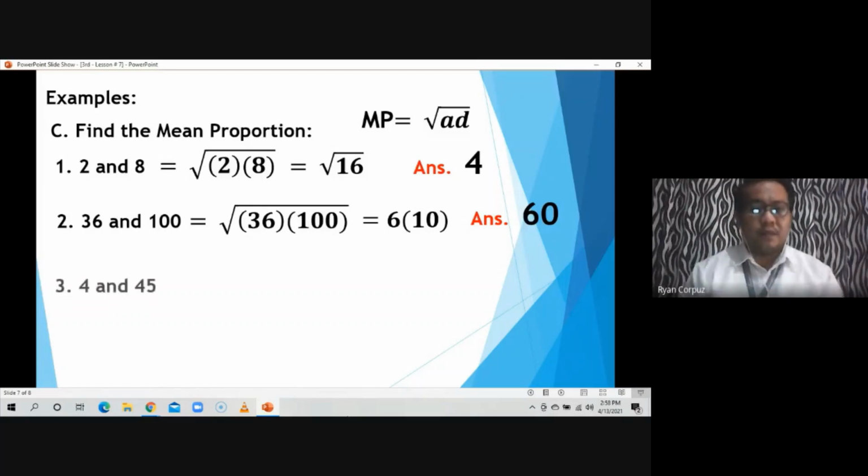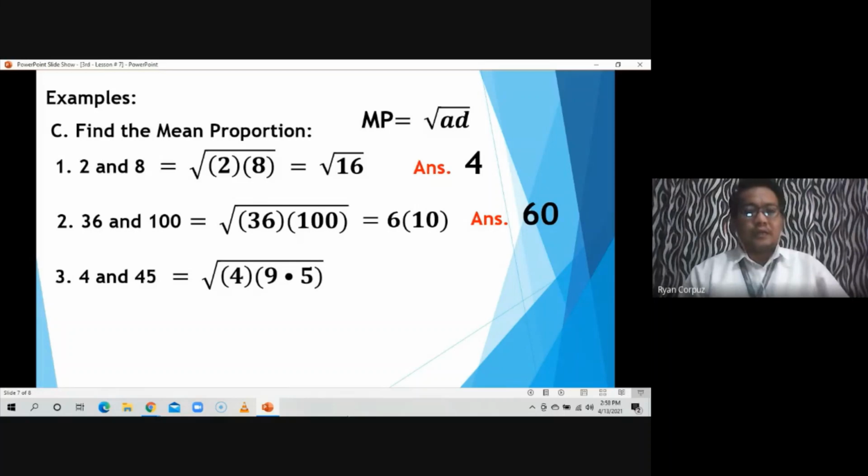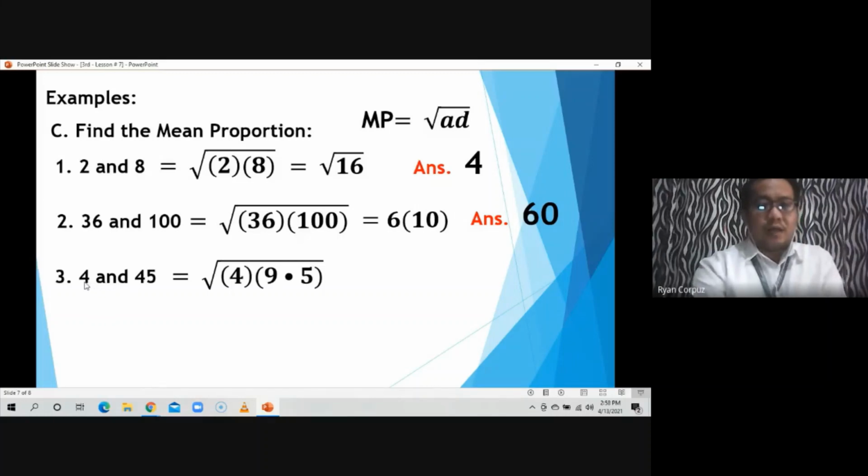Next, find the mean proportion of 4 and 45. So let's apply the formula. It will be equal to the square root of 4 times 9 times 5. So bakit ganun yung nangyari? So in the two numbers that we are getting the mean proportion of, 4 is a perfect square, but 45 is not. But 45 has factors wherein one of its factors is a perfect square, and that is 9 times 5. That's why right away, we factor it.